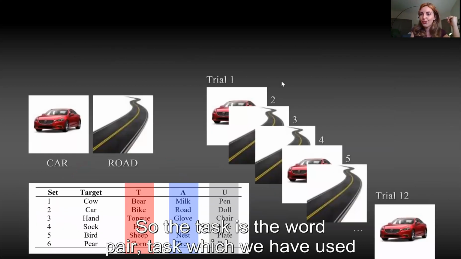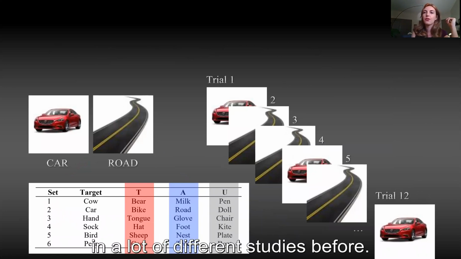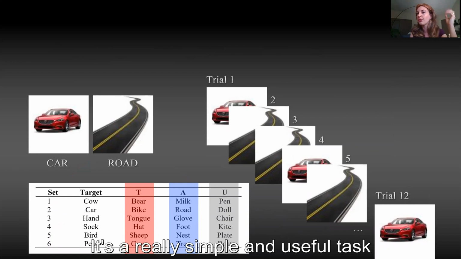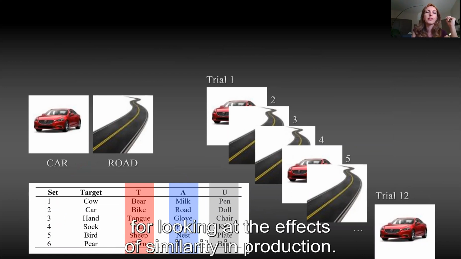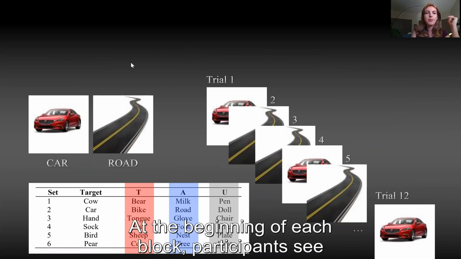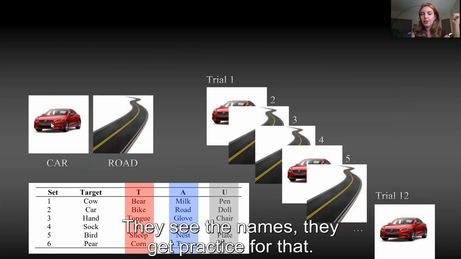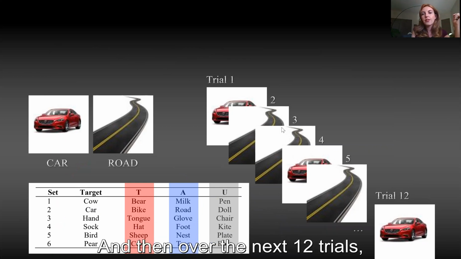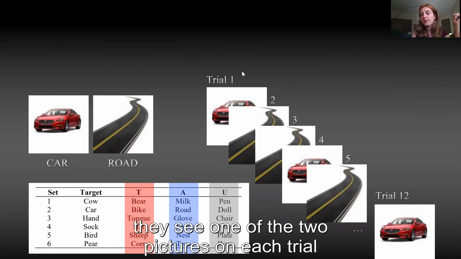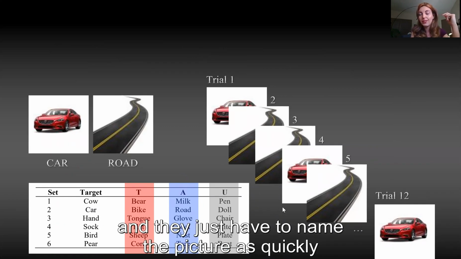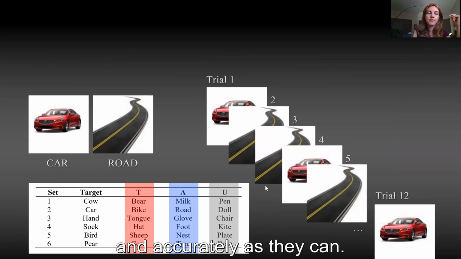So the task is the word pair task, which we have used in a lot of different studies before. It's a really simple and useful task for looking at the effects of similarity in production. At the beginning of each block, participants see the 2 pictures that appear in that block. They see their names, they get practice with that. And then over the next 12 trials, they see one of the 2 pictures on each trial, and they just have to name the picture as quickly and accurately as they can.